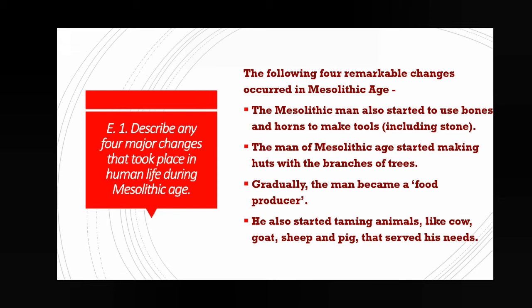The Mesolithic men also started to use bones and horns to make tools. We have already seen that in the Paleolithic, the old Stone Age, tools were made only with the help of stones, but in the Mesolithic age tools were made with stones and, side by side, bones and horns. The man of the Mesolithic age started making huts with the branches of trees. Before that, the old Stone Age man lived in caves, beneath trees, or on tree branches. But now in the Mesolithic age they started to make their own huts with the branches of trees. That's why it is a change.